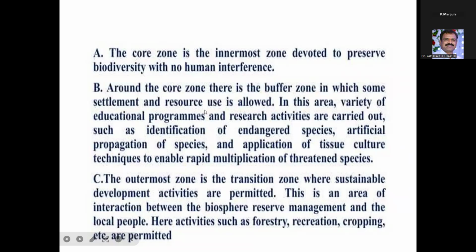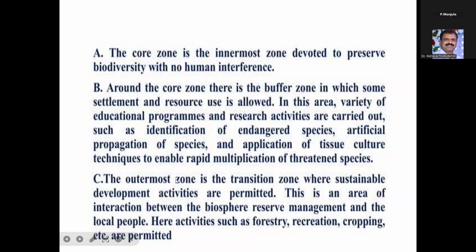In the buffer zone, some settlements and use of resources is allowed. In this area, a variety of educational programs and research activities are also carried out, such as the identification of endangered species, artificial propagation of species, and application of tissue culture techniques to enable rapid multiplication of threatened species. So this is the second zone, the buffer zone.